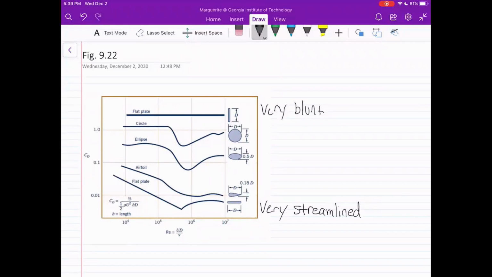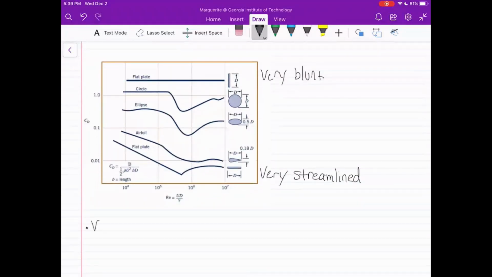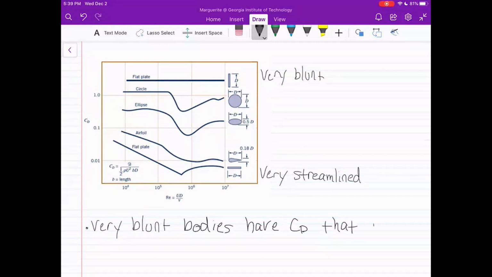And so as you can see, the very blunt bodies, like this flat plate perpendicular to the flow, their coefficient of drag doesn't change at all with the Reynolds number. It's just a flat line.